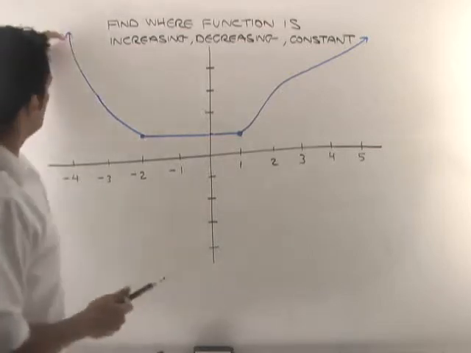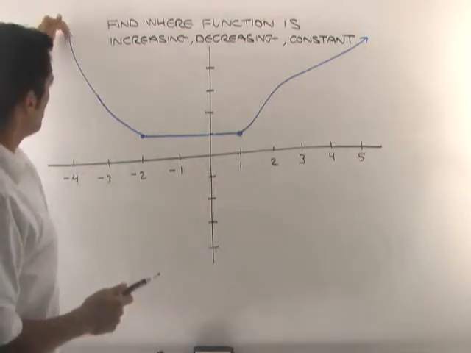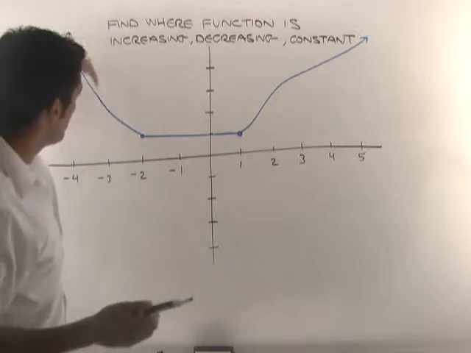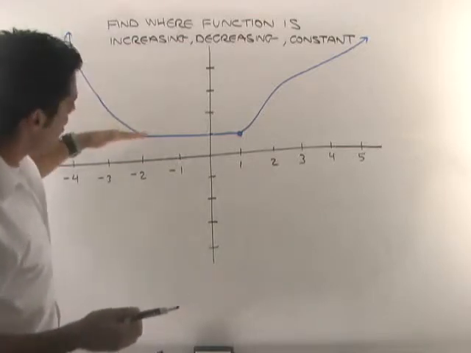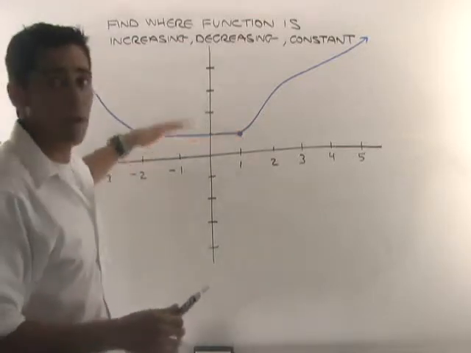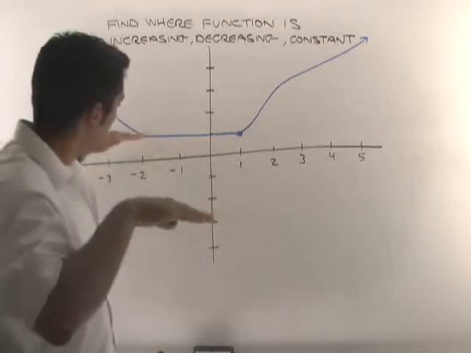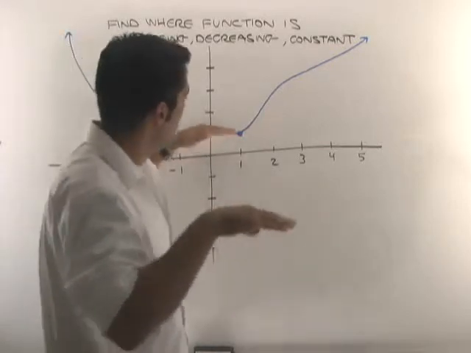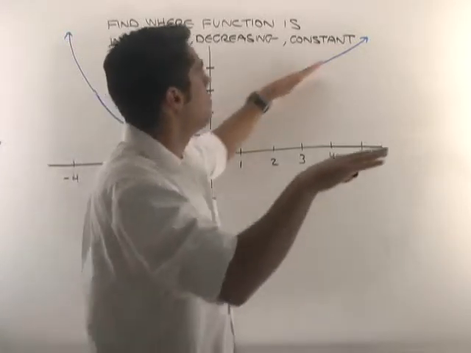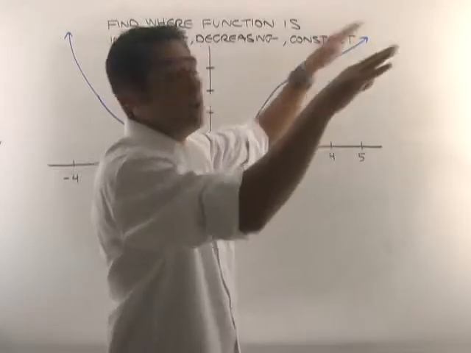If you're moving from left to right here on a roller coaster, you're going down, so you're decreasing until you get to this point here, and then at this point you're not going up or down, so you're constant. You're constant until you get to this point, and then at this point you go up, up, up, up, up, and you continue to go up or increase.